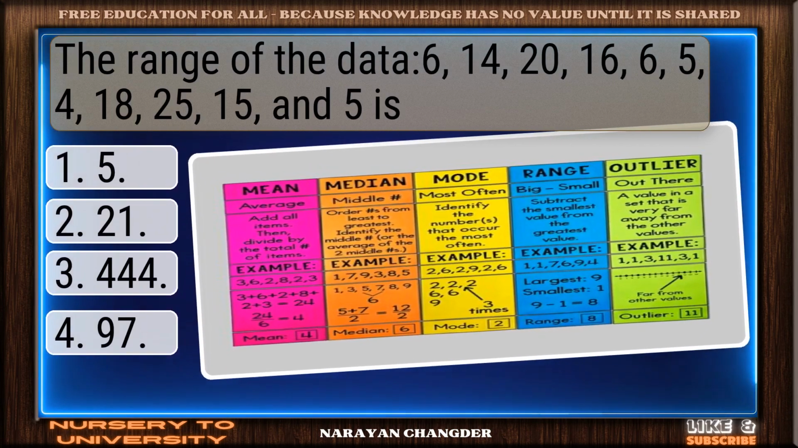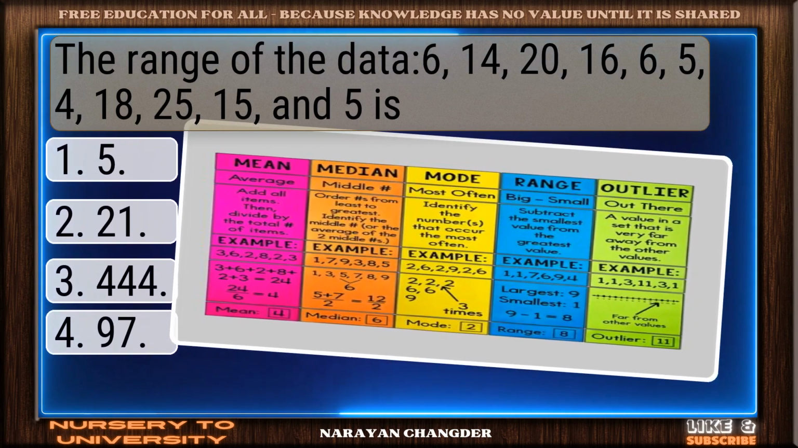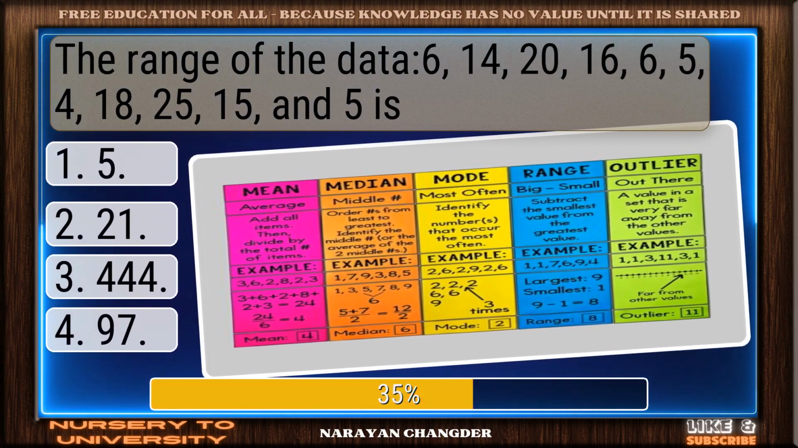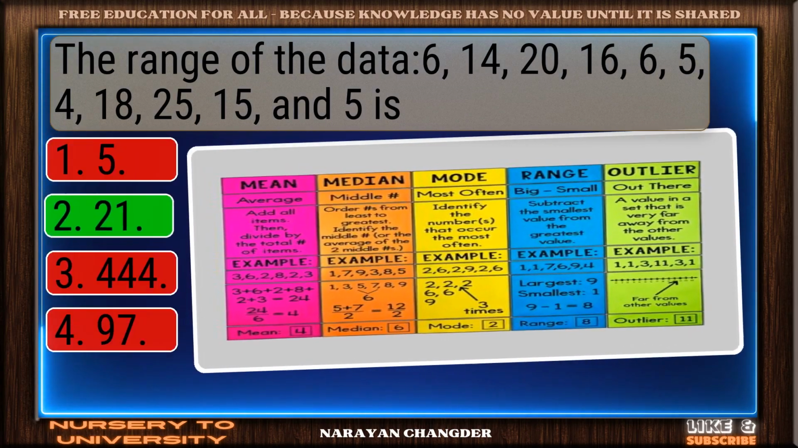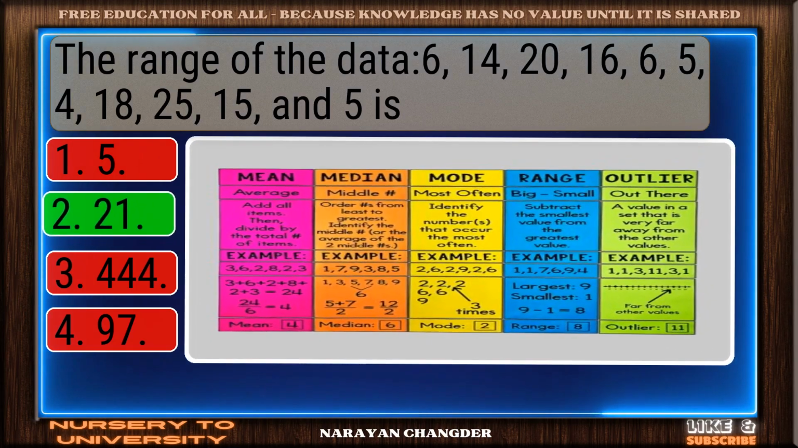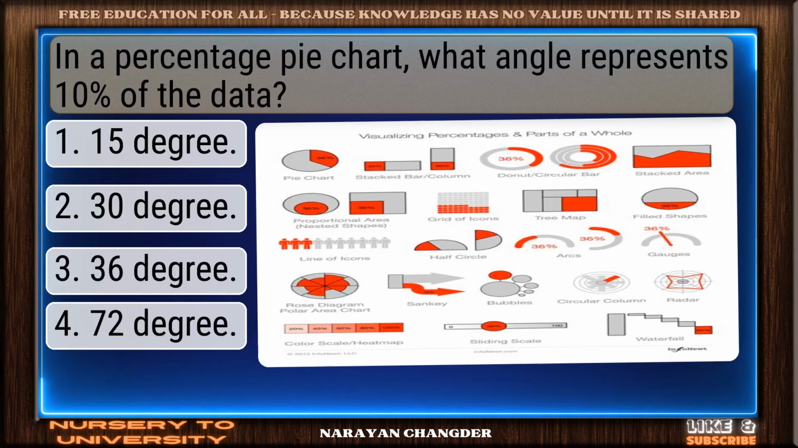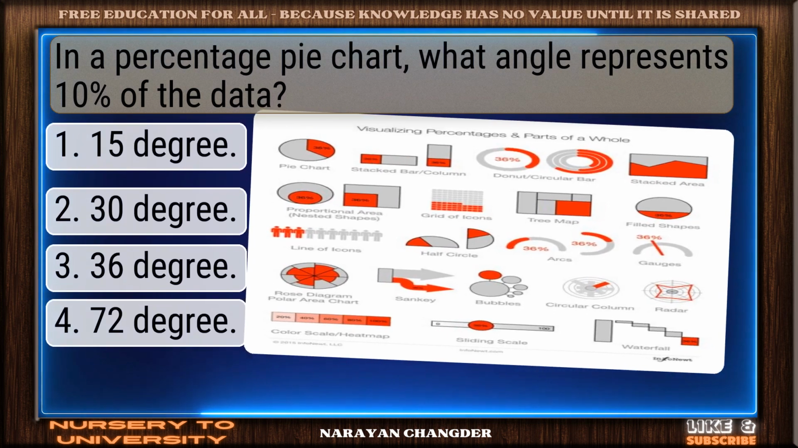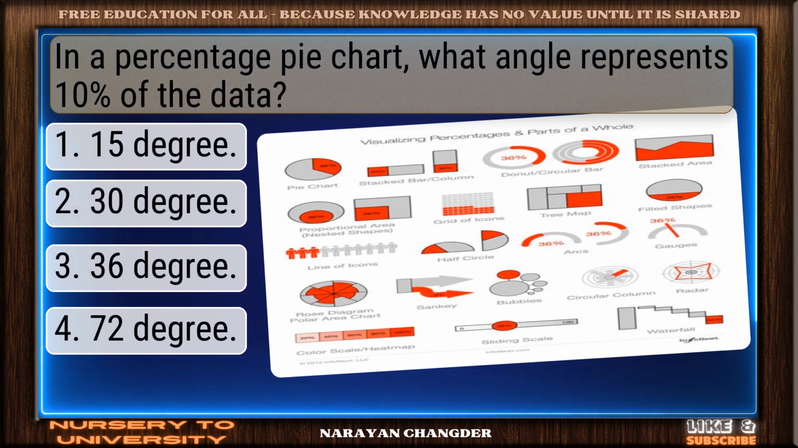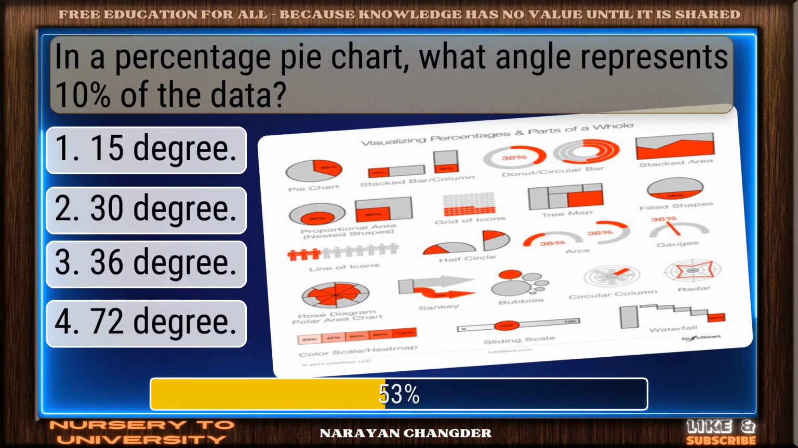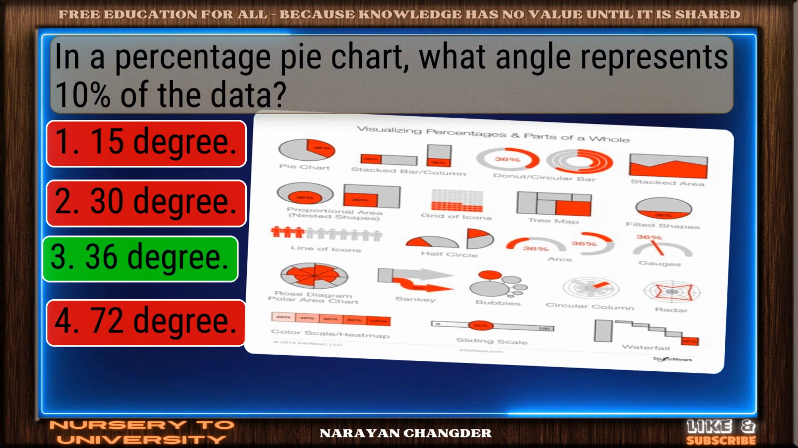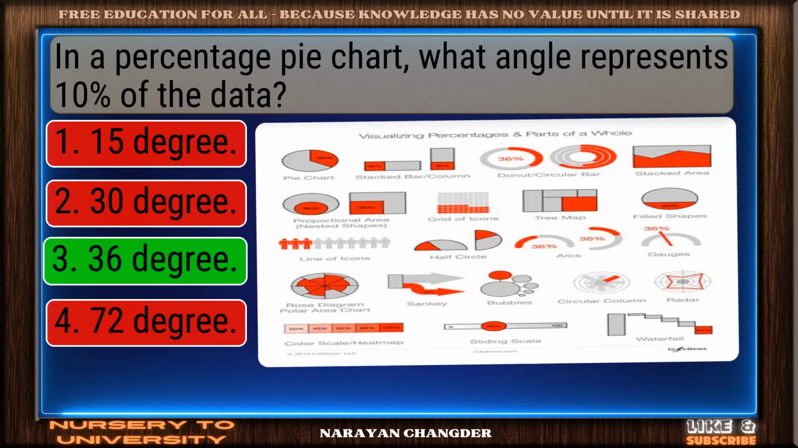Question number 90. The range of the data 6, 14, 20, 16, 6, 5, 4, 18, 25, 15, and 5 is... Excellent choice. 21 is the right answer. Question number 91. In a percentage pie chart, what angle represents 10% of the data? Smart move. 36 degrees is an accurate answer.